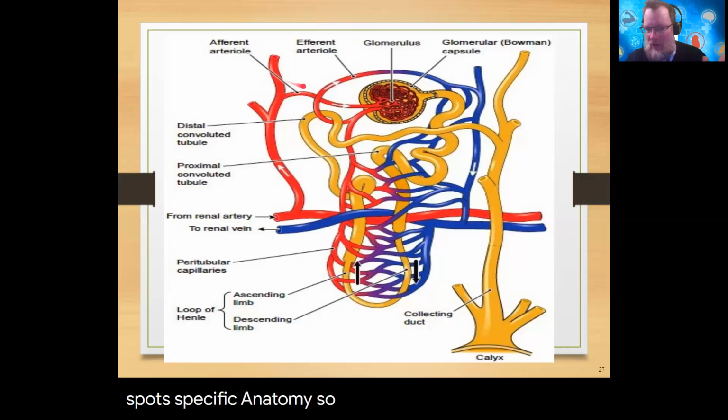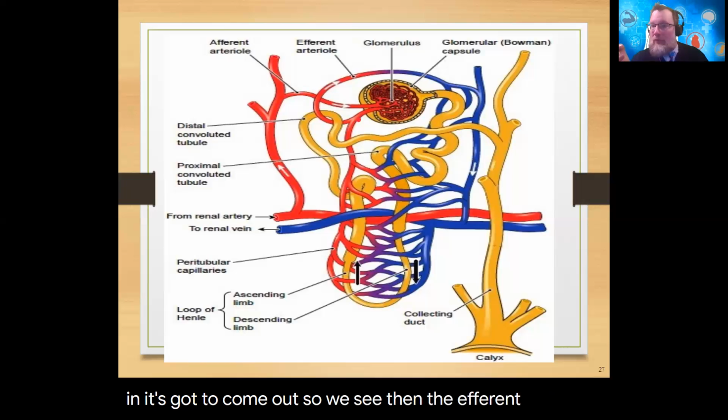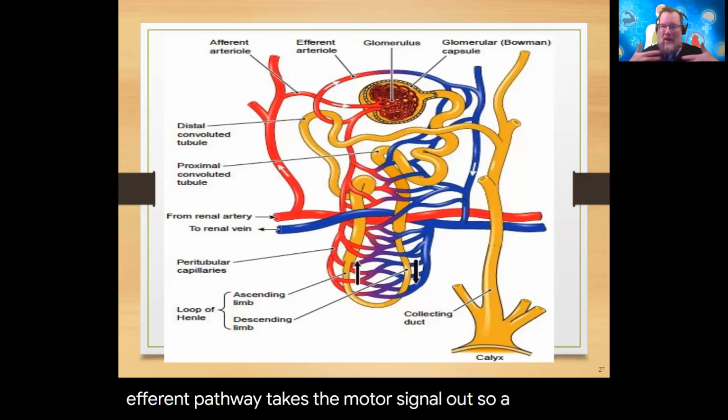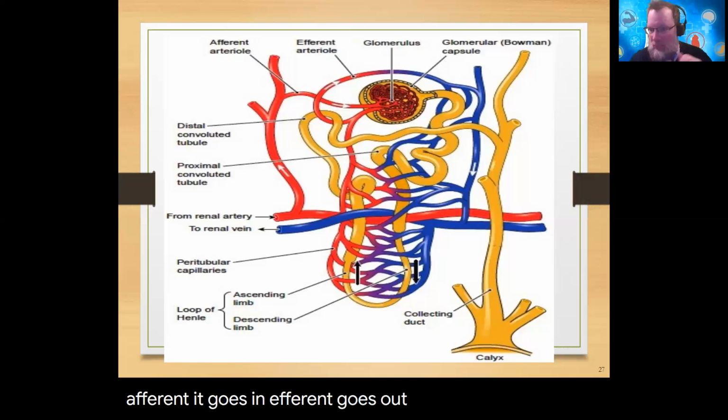So the afferent arteriole comes in and then becomes the capillary network, the glomerulus. And then we're going to see a vessel leave the glomerulus, because if blood goes in, it's got to come out. So we see then the efferent arteriole. We've seen these terms before, right? Afferent nervous system pathway brings sensory into the central nervous system. Efferent pathway takes the motor signal out. So afferent goes in, efferent goes out. So we see that same principle here.